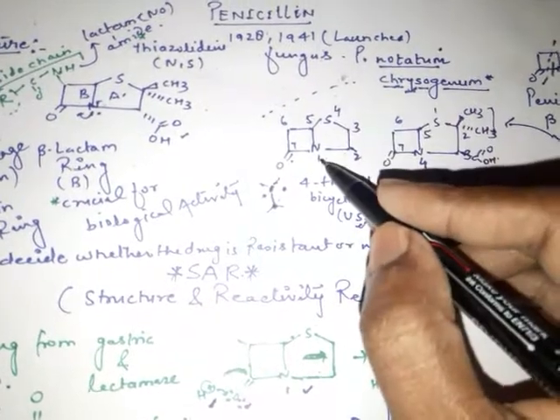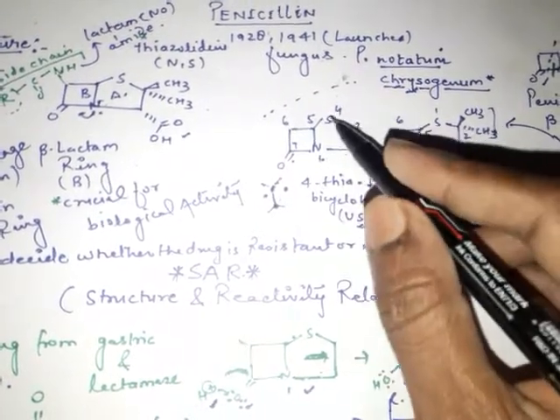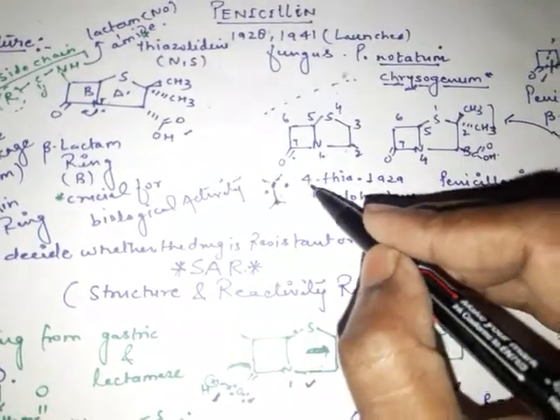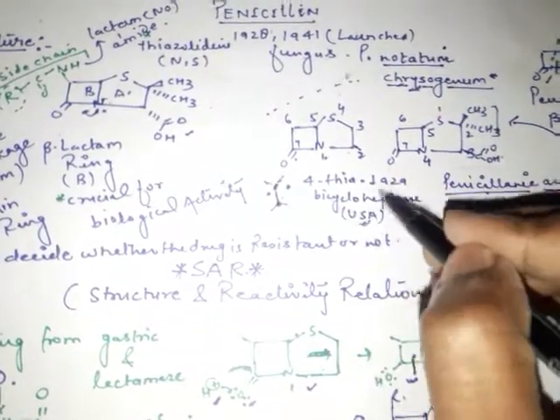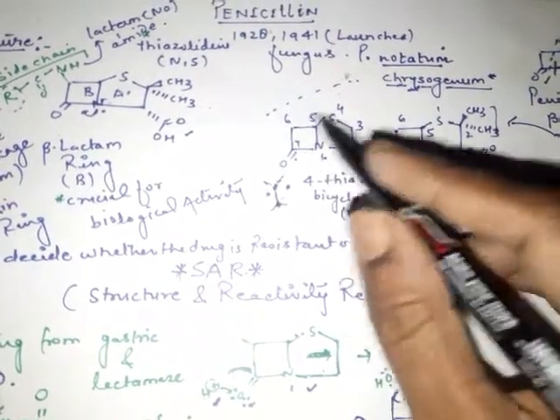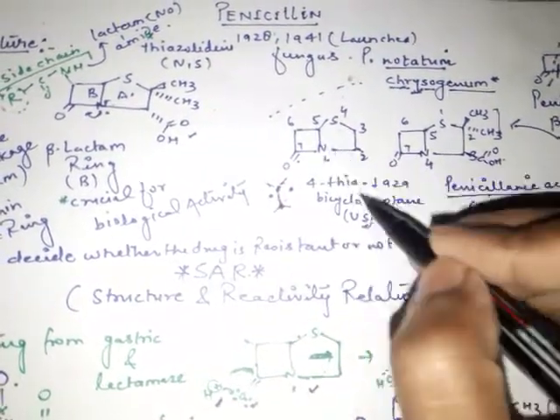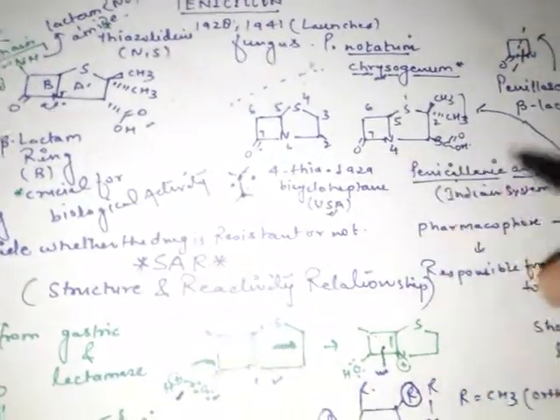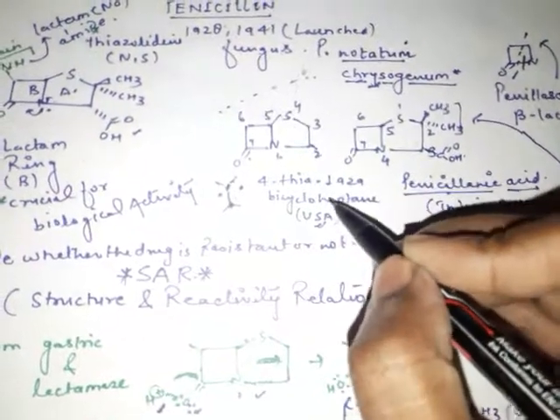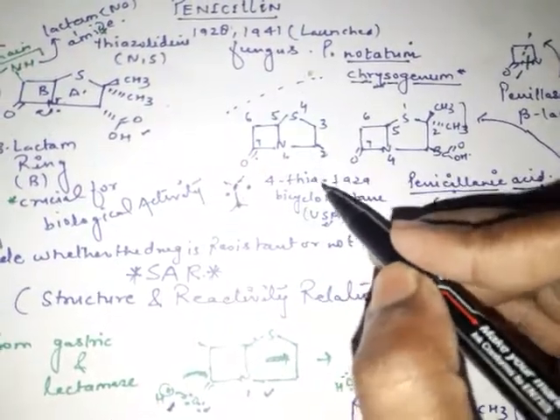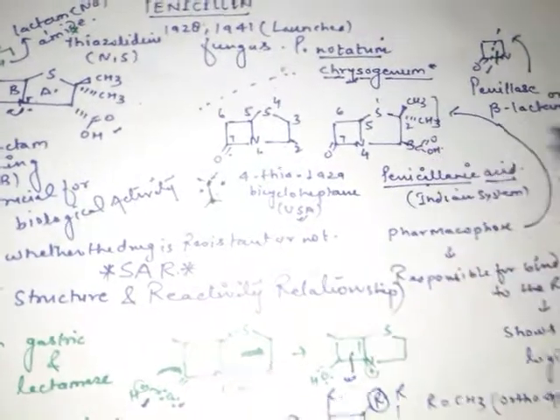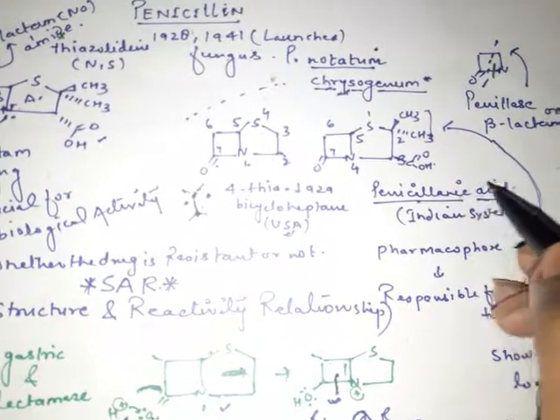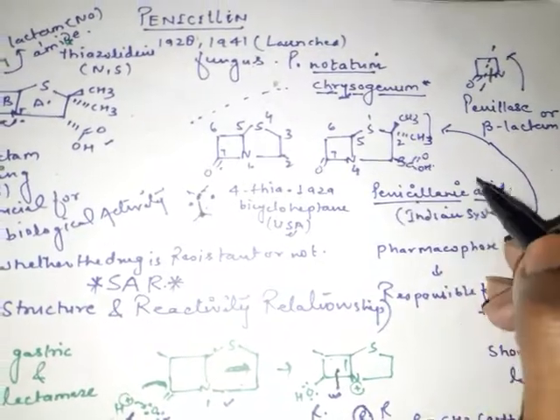Why 4-thia, why is nitrogen not first here? Because priority is given to the sulfur. So in 4-thia, 1-azabicyclo, the total number of carbons is 7 including nitrogen, so it is heptane: 4-thia, 1-azabicycloheptane. This is the USA nomenclature, which is followed in the USA, but in the Indian system, the Indian Pharmacopoeia, it is called penicillin, penicillinic acid.